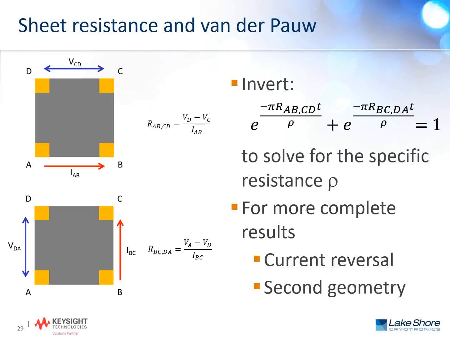The second aspect of getting a more complete result, especially for cryogenic applications, is adding the second geometry. And so in addition to the two geometries shown at the left of the slide, actually rotating or flipping each of those so that the second geometry is measured, and then averaging those results. Both of these extra steps are going to remove offsets, thermoelectric offsets in particular, that can show up in cryogenic van der Pauw measurements.